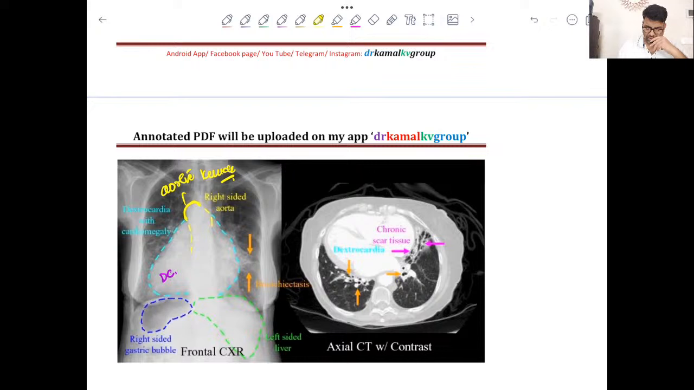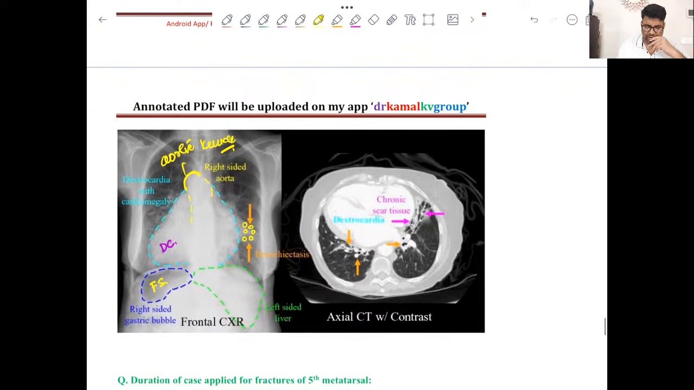Then we can see the fundus shadow on the right side, and then we can see small bronchiectasis changes here. So this is all bronchiectasis, classical X-ray. And then if we take a CT scan, the bronchiectasis changes are quite obvious. We can see these rounded, right? So these are all classically seen on high resolution CT scan, right? So this is all bronchiectasis changes.